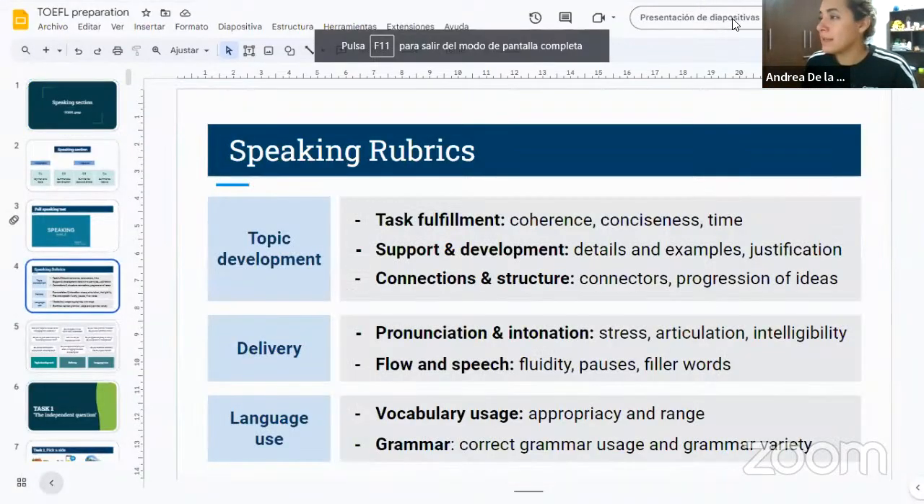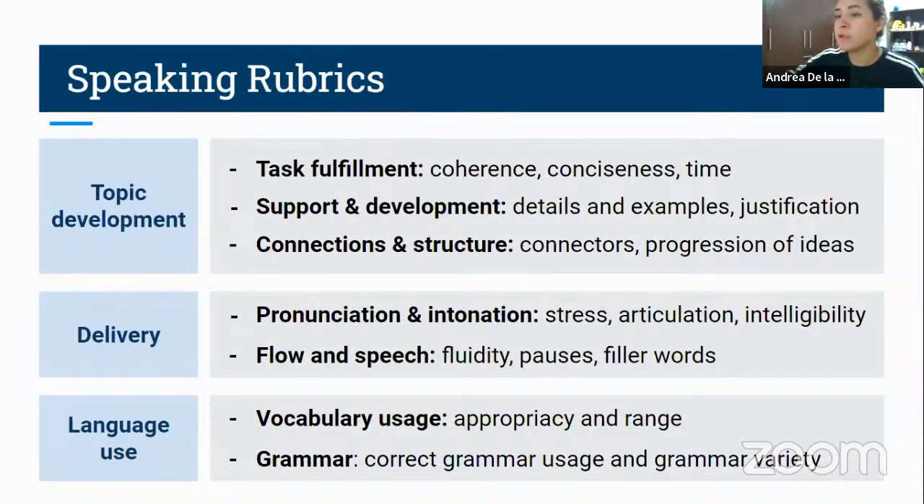So basically, they are going to be looking for 3 different things. They are going to be evaluating 3 different aspects in your responses. We have topic development, which is basically what you say. This is the content of your response. They also take a look at delivery, which is how you speak, your fluency. And they take a look at the language that you use, the grammar and the vocabulary.